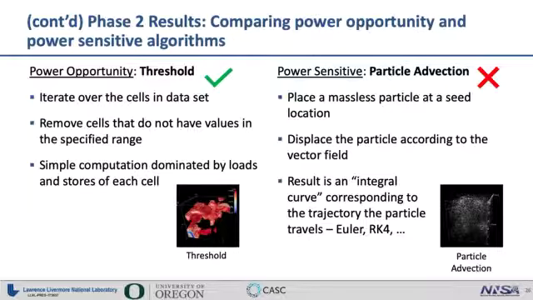For particle advection, which is a power-sensitive algorithm, we place a massless particle at some seed location, and then we displace that particle according to the vector field. And so the result becomes an integral curve, which corresponds to the trajectory or the path that that particle had traveled. And there are several different implementations like Euler's and RK4.